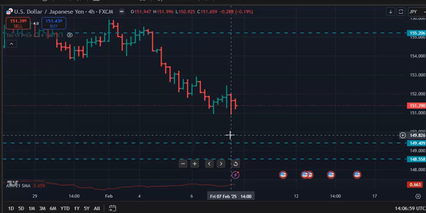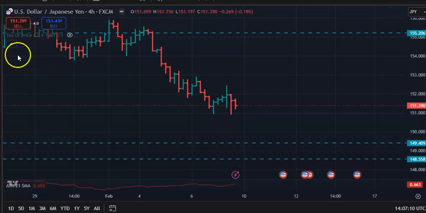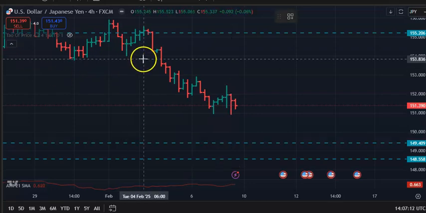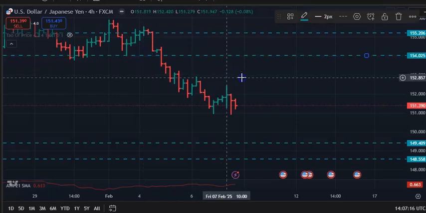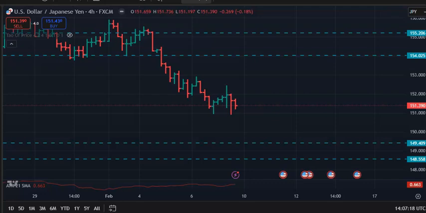Let's see, 152.95. We could see a reaction back up to like 154. That level, 154, would be really a level to reshort it, with a tight stop above 155.20 if we can get up there.